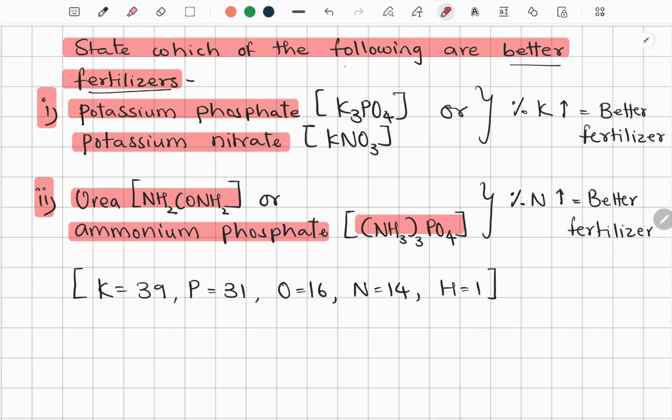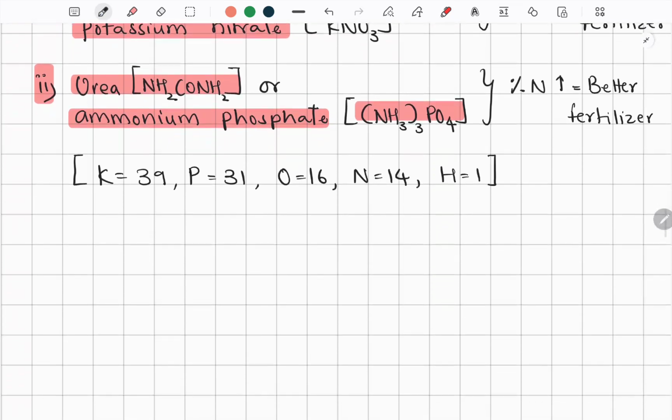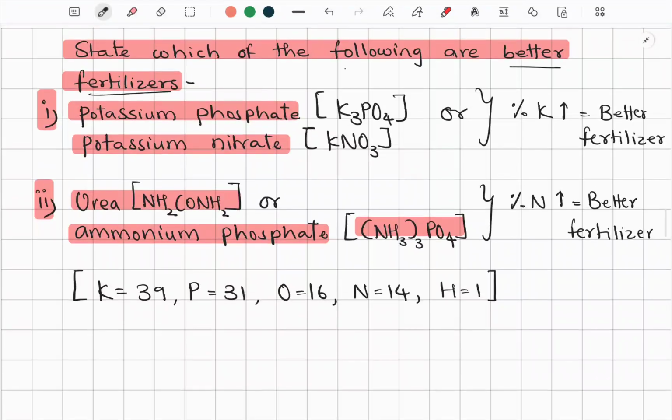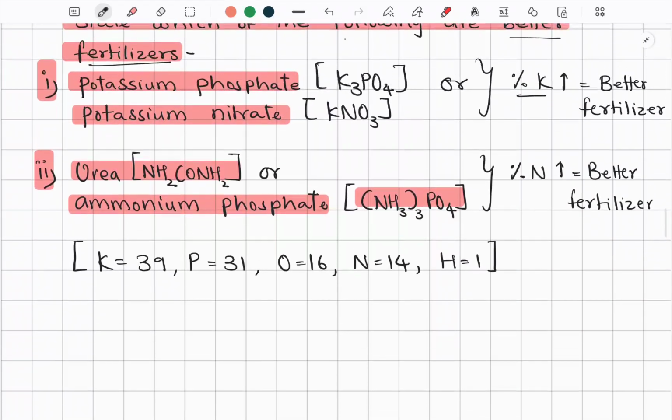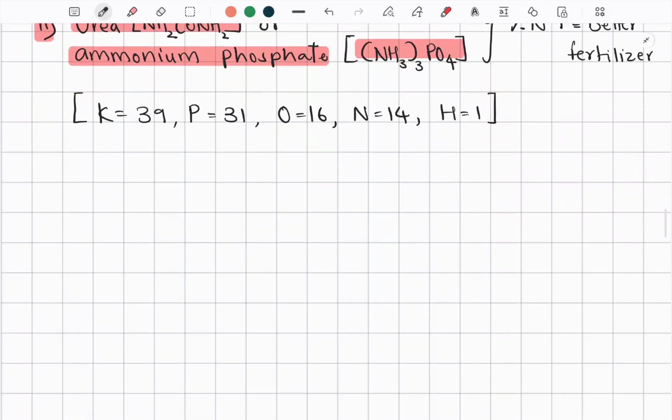So let's try solving the question and see which one has a higher percentage of potassium and which one has a higher percentage of nitrogen. When we solve this type of question, what do we do first? First we write down the formula. The formulas are already given. Second, we calculate the total weight of potassium. We are solving the first question first, so we calculate the total weight of potassium in both compounds and the molecular weight of both compounds.